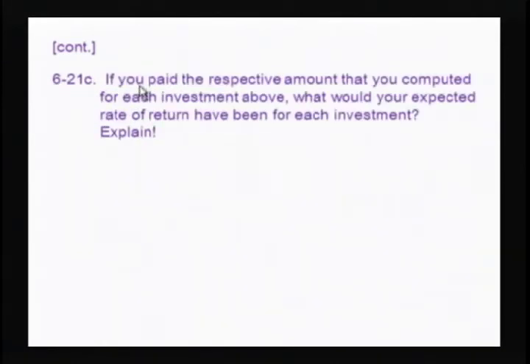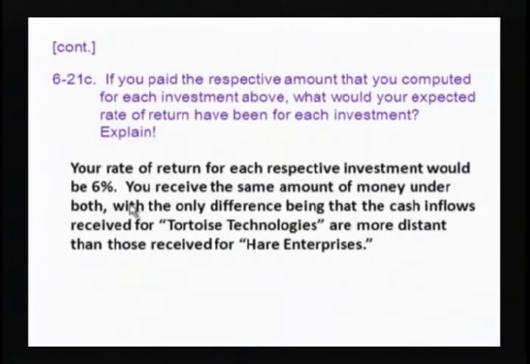Now Part C says, if you paid the respective amount that you computed for each investment above, what would your expected rate of return have been for each investment? Well, you valued each of those investments by discounting those cash flows 6% per year. So you would pay more for the Hare Enterprises stock, but it would still give you a 6% return because it gives you more money sooner than the Tortoise Technologies. You could buy the Tortoise Technologies investment a little more cheaply.